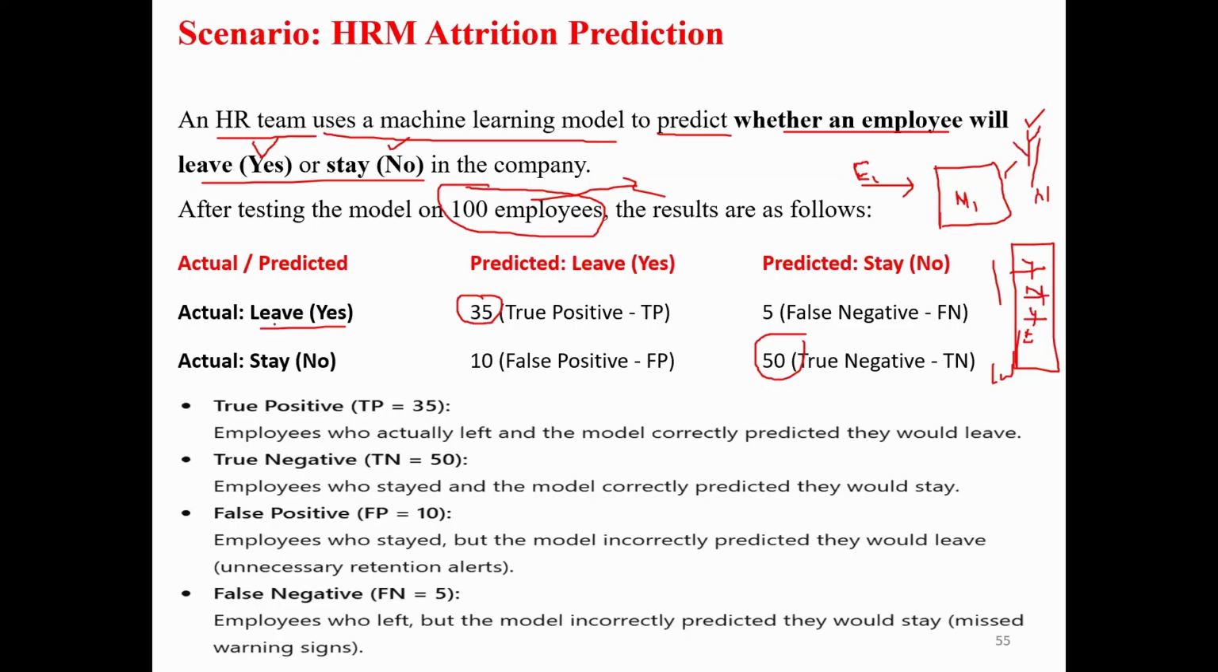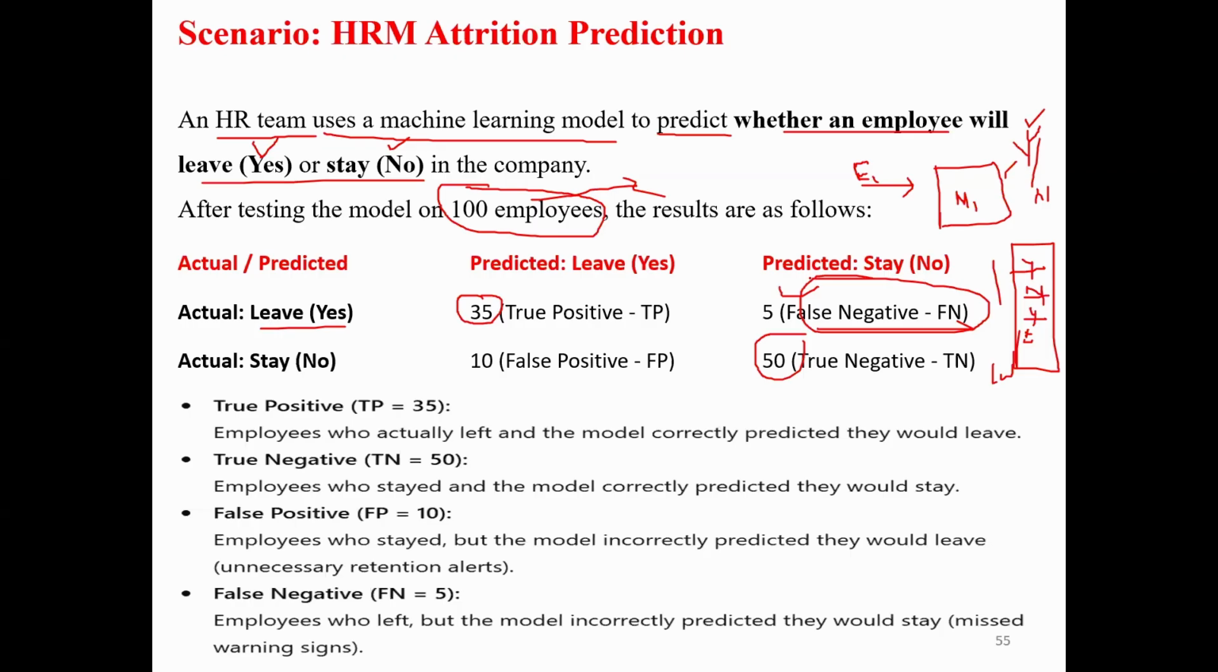Now coming to here, the false positive is 5. What is the meaning of false positive? Employees who stay but the model incorrectly predicted they would leave. Are you getting or not? False positive, I'm coming to this one, right?